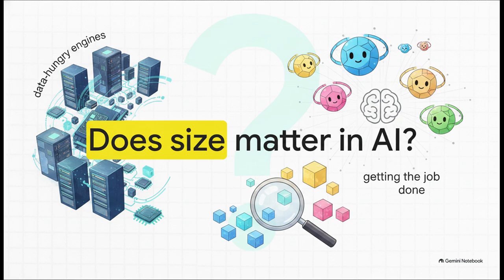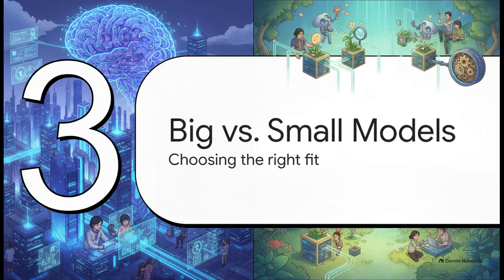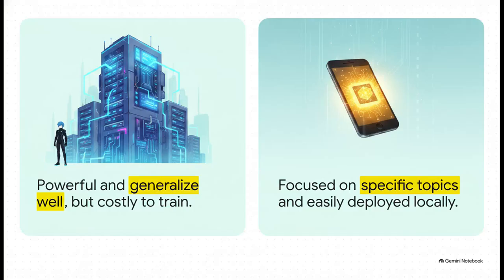Does size matter in AI? Do you always need the biggest, most data-hungry engine to get the job done? Let's break that down in Section 3, big versus small models. We generally break these engines down into two main categories, large language models, or LLMs, and small language models, which we call SLMs. The real difference comes down to the sheer volume of training data and the number of variables in the model. LLMs, well, they're the heavyweights.